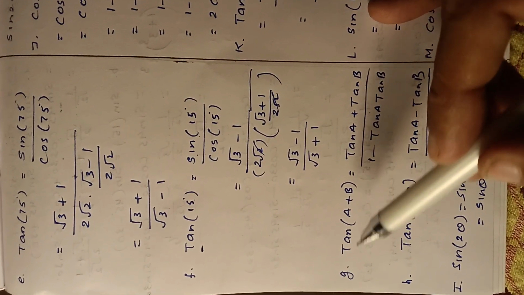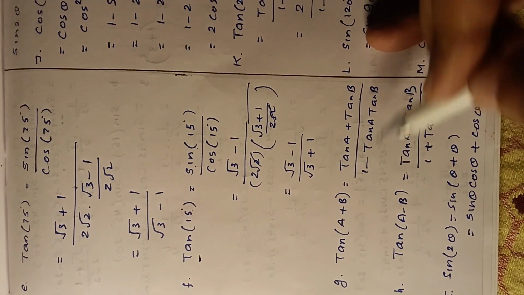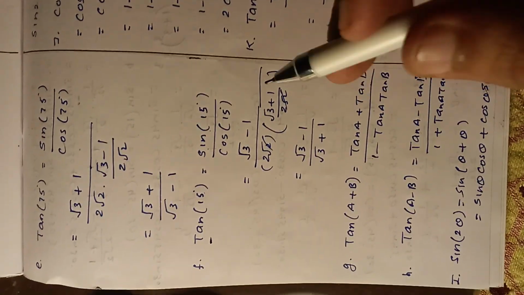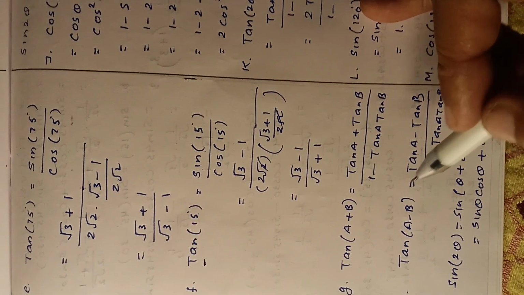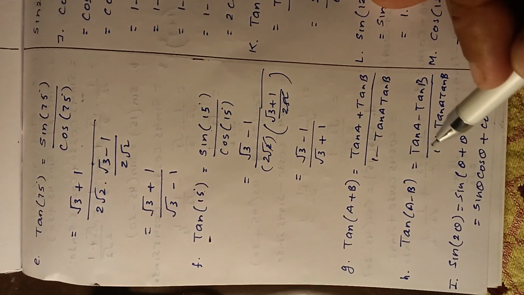Then we have another relation, tan of a plus b. Tan of a plus b is equal to tan a plus tan b upon 1 minus tan a tan b. This formula you should remember to solve the questions. Next is tan of a minus b. So this is tan a minus tan b upon 1 plus tan a tan b. This is another question of tan a minus b.